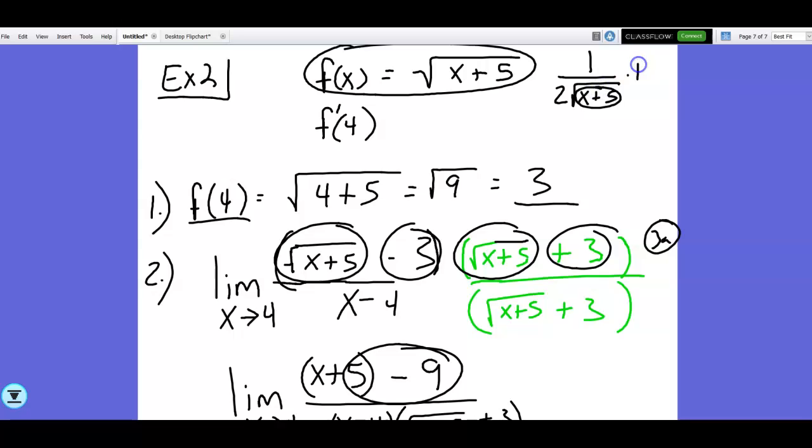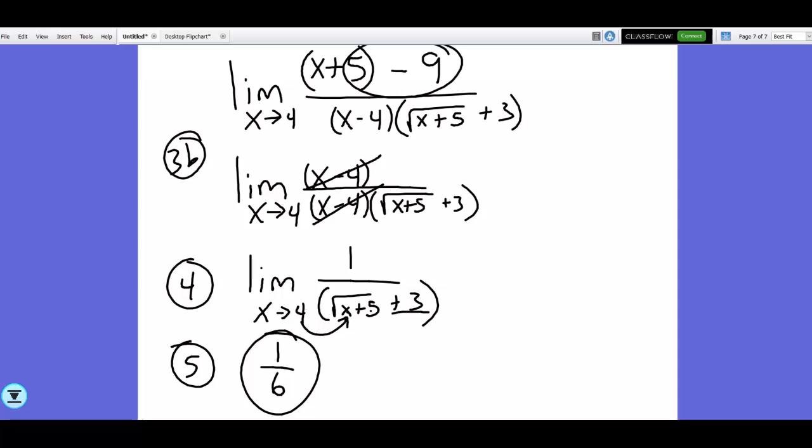But in this case, that's just 1, so you don't really need to worry about that. And then if you wanted to find f prime of 4 specifically, you would just plug in 4, and that's going to give me 1 over 2 times the square root of 9, which is 1 over 2 times 3, which is 1 over 6. So it's the same answer using the shortcut method. You can check your answers using the shortcut, but make sure you do know how to do this stuff.